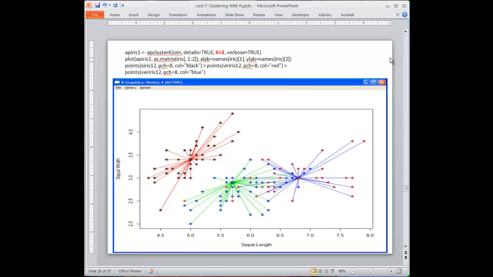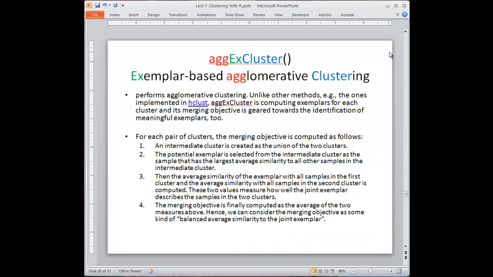Now here I'm running it with 3. I will get similar results, the same thing. The irises are doing well all the time in this clustering. Now the next one is the agglomerative clustering, agglomerative or hierarchical clustering, and this is what I will be talking about next.